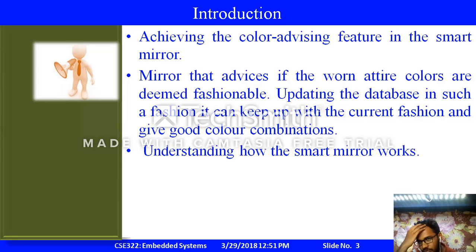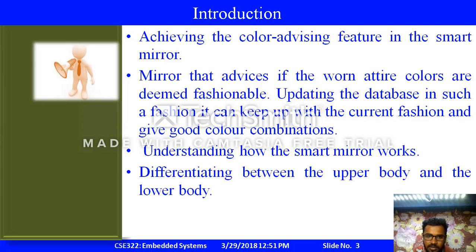Then, understanding how the smart mirror works: differentiating between the upper body and the lower body. When a particular object or a human being stands before the smart mirror, it differentiates between the upper attire and the lower attire, and then gives the result. And this is a small outline of the project.